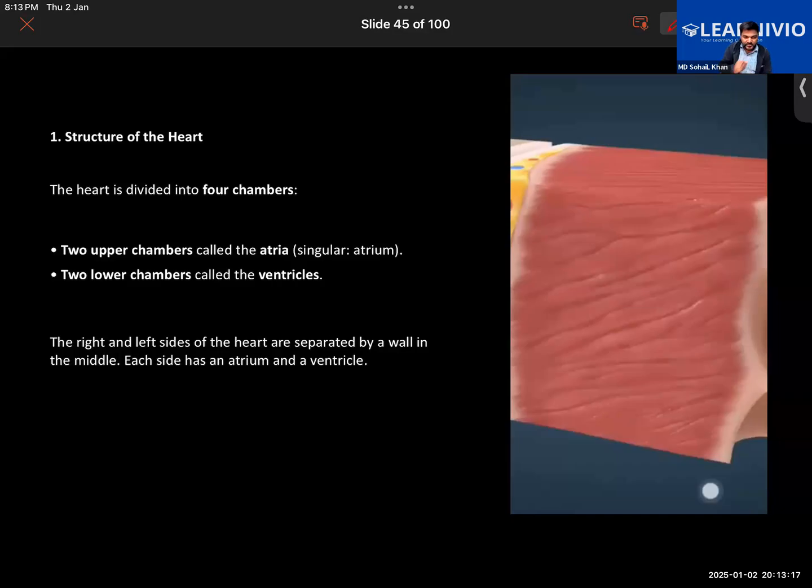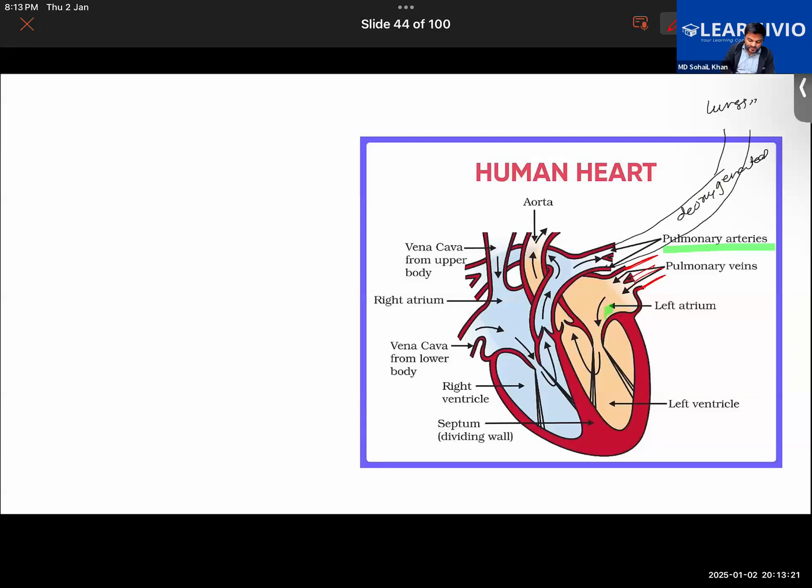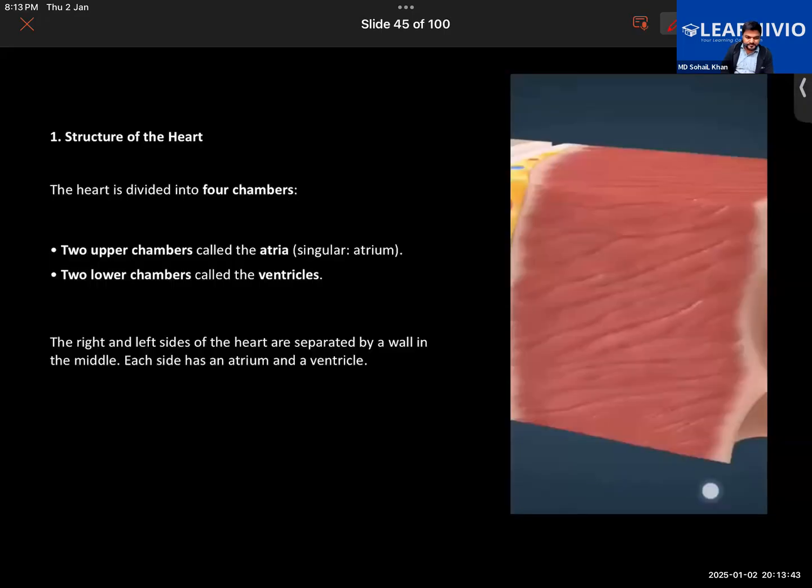Now, further talking about the structure of the heart, as you can see here, it is divided into four different chambers: this one, this one, this, and this, right? Now the left chamber is called the atrium. The upper one is the left atrium, the lower one is the left ventricle. Getting it? And this one over here is the right atrium, and this one here is the right ventricle. Getting it? So that's the left and right division of the heart.